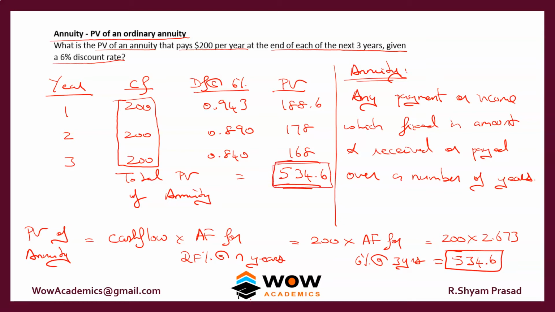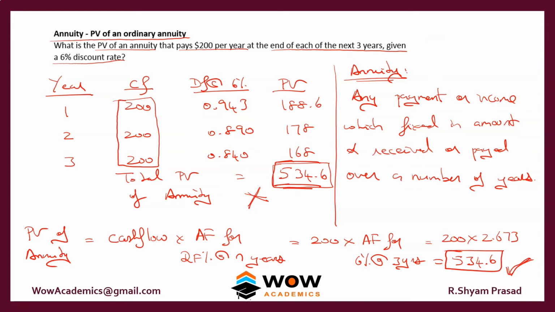That is, if you're going to work out an annuity, there's no requirement that you have to do a table like this. You can just work it out in a simple line and directly get the answer. If you're very comfortable with annuities, you don't even need to show this writing. You can directly multiply 200 into 2.673 and get the answer. It is as simple as that.